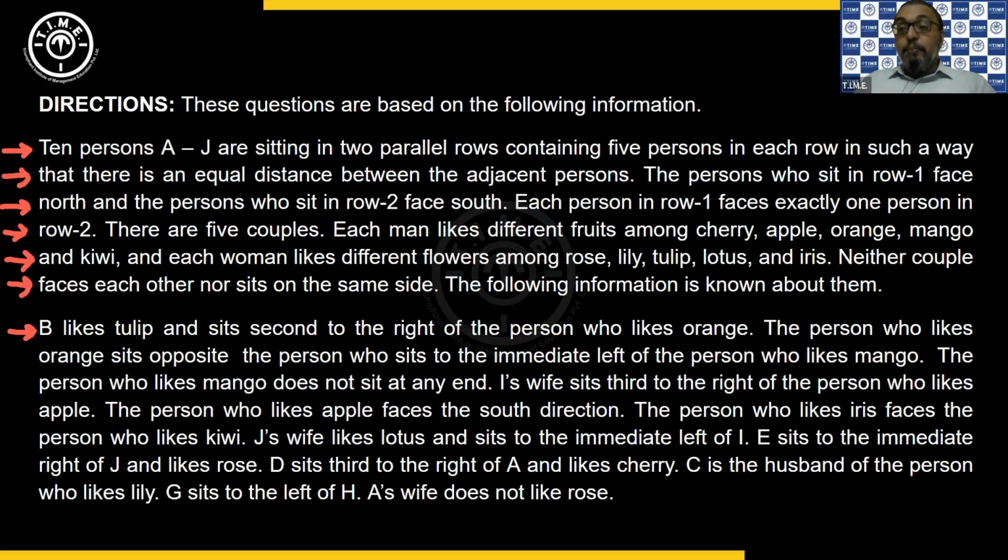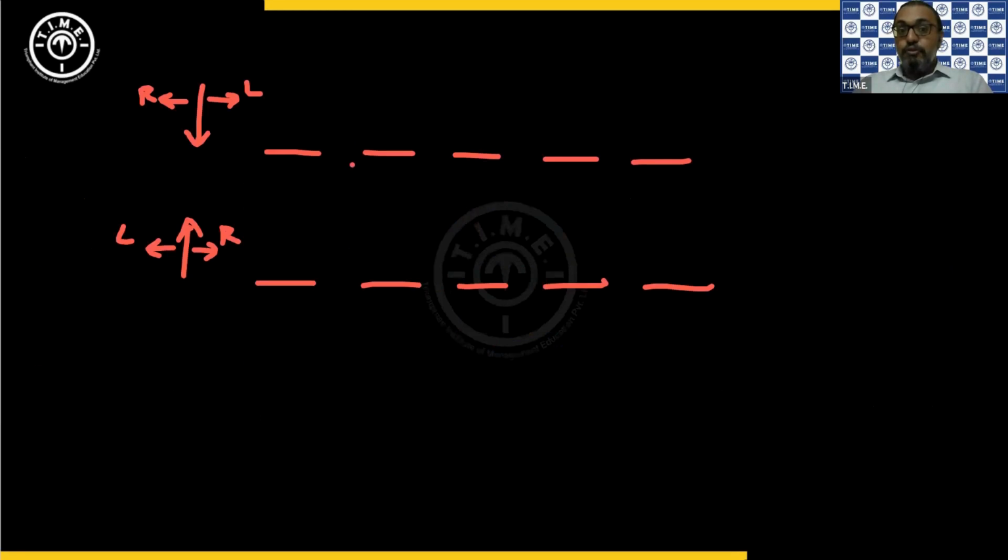And then the person who likes orange is sitting opposite the person who sits to the immediate left of the person who likes mango. So orange is opposite a person to the immediate left of mango. And then he says the person who likes mango does not sit at any end. Basing on these 3, we will first fix a mango not at an end.